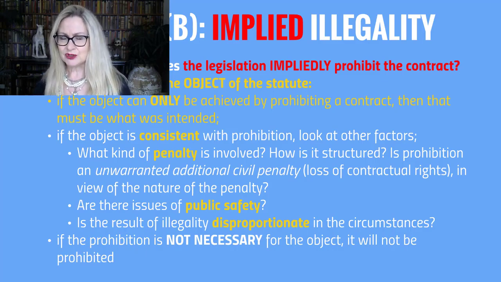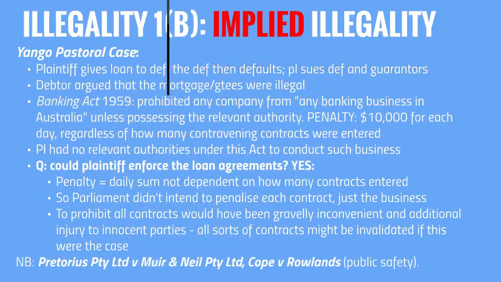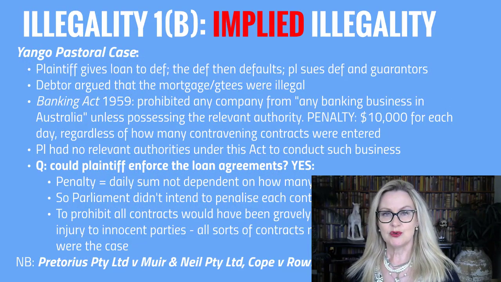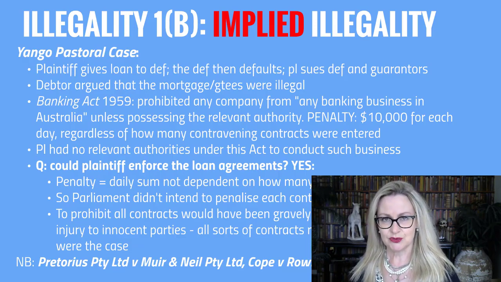If it is over the top, then it's unlikely that a court will actually declare a contract illegal as implied by that legislation. So if the prohibition is not necessary, it won't be prohibited. Prohibition is a really serious deal, so courts will look very, very carefully at this kind of thing. A good example of court discussion around the issue of implied illegality is the Gengo Pastoral case.